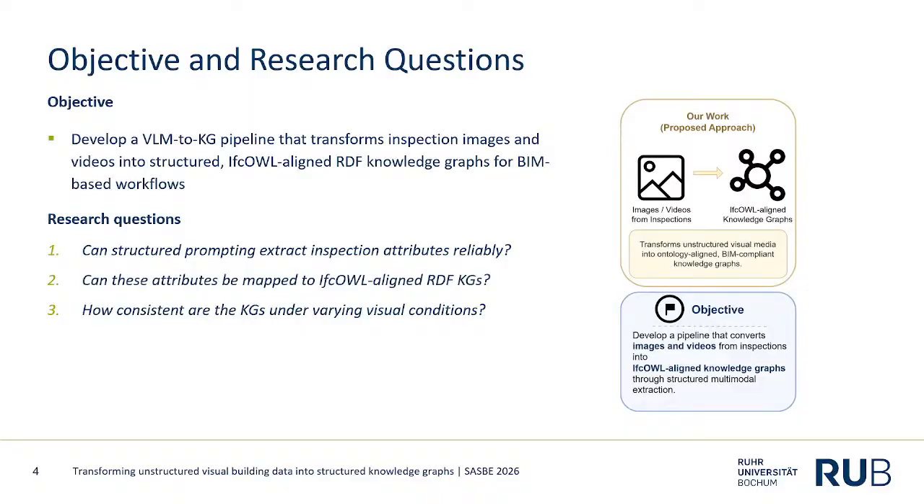So the objective is to develop a certain pipeline. We would like to show today the VLM to knowledge graph pipeline. So we transform inspection images and videos into structured RDF knowledge graphs for BIM-based workflows. And for that, we formulated 3 research questions. The first question is, can structured prompting extract inspection attributes reliably? The second one is, can these attributes be mapped to aligned RDF knowledge graphs? And we wanted to know how consistent are knowledge graphs under varying conditions.